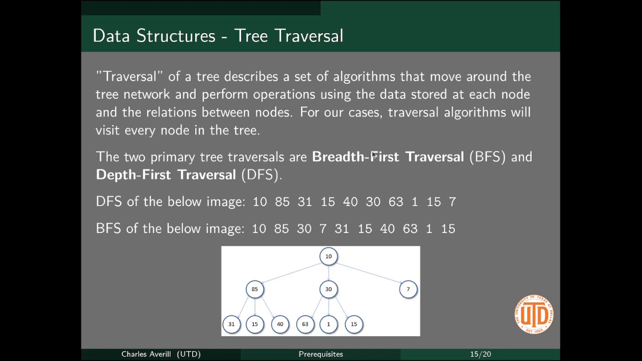And then the breadth-first traversal of the below image is going to be 10, and then it's going to hit 85, 30, and 7. And then it's going to hit 31, 15, 40, and then 63, 1, 15.